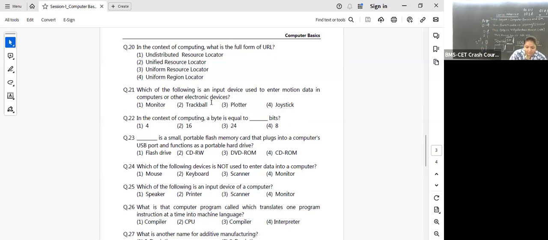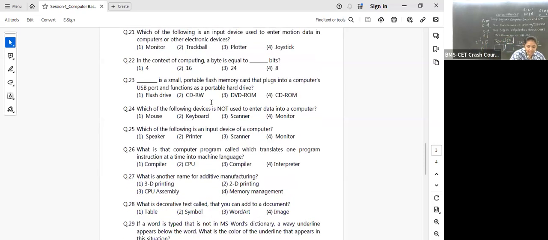Next one, which of the following is an input device used to enter motion data in computers? Motion data, you understand? Trackball. You use a mouse, right? It is somewhat like that. So it works on motion. Motion means hand gestures or face gestures. So trackball is your answer.